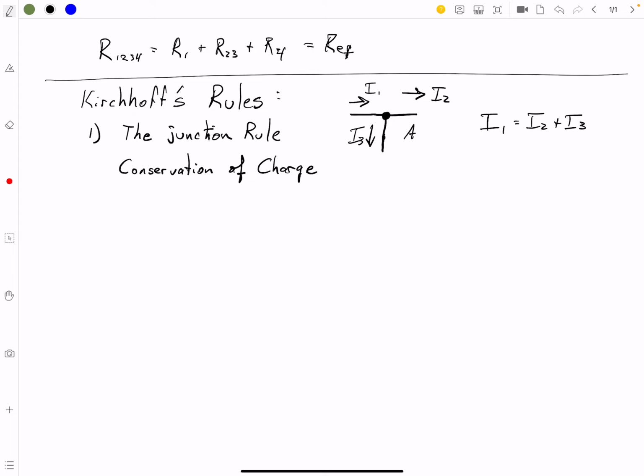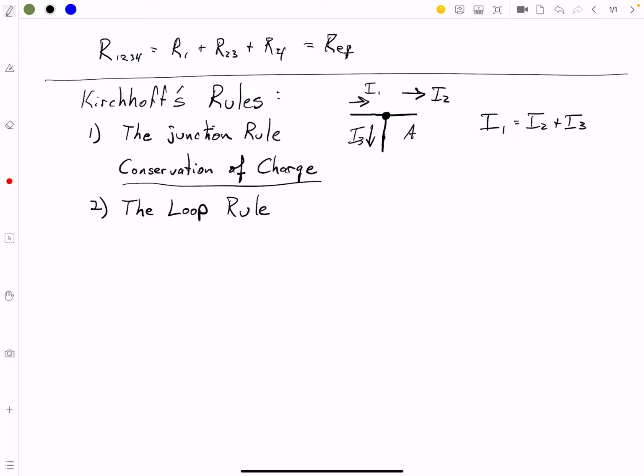Technically, between me and you, conservation of charge is conservation of energy, but nope. Conservation of charge. That's where we're at. And 2, the junction rule is the first one. The second one, you guys already know. I think you guys like the loop rule. The loop rule, that one's better, right? Everybody loves the loop rule.